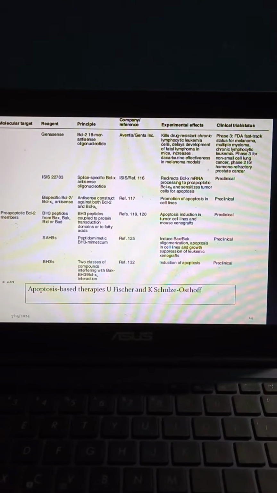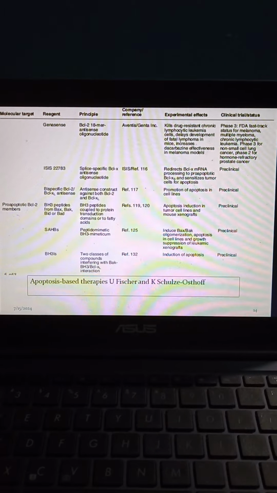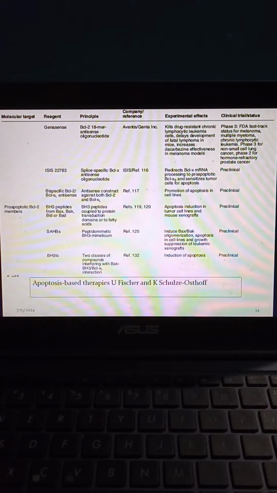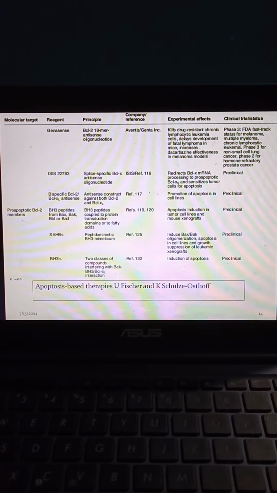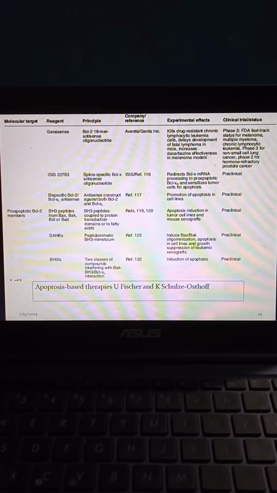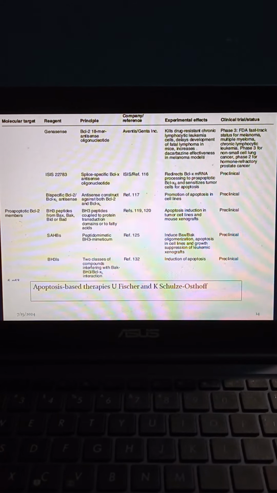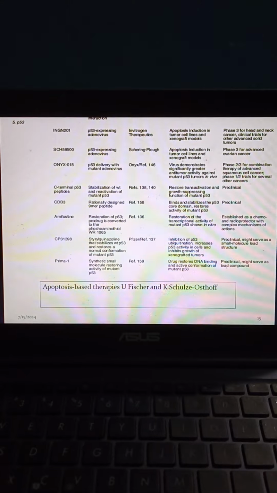This is also Genasense, in phase 3 with FDA fast track status for melanoma, multiple myeloma, chronic lymphocytic leukemia, and phase 3 for non-small cell lung cancer, phase 2 for hormone refractory prostate cancer. Then others like SAHBs and BH3Is are in preclinical study. And you can go through apoptosis-based therapy, U. Fisher and K. Schulze-Osthoff, to know more about all these things.